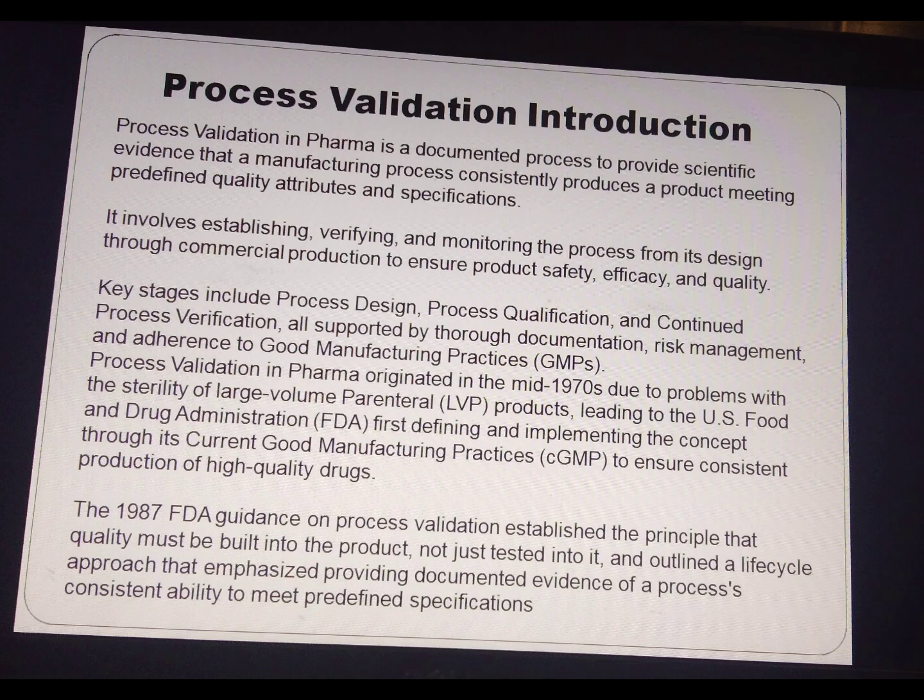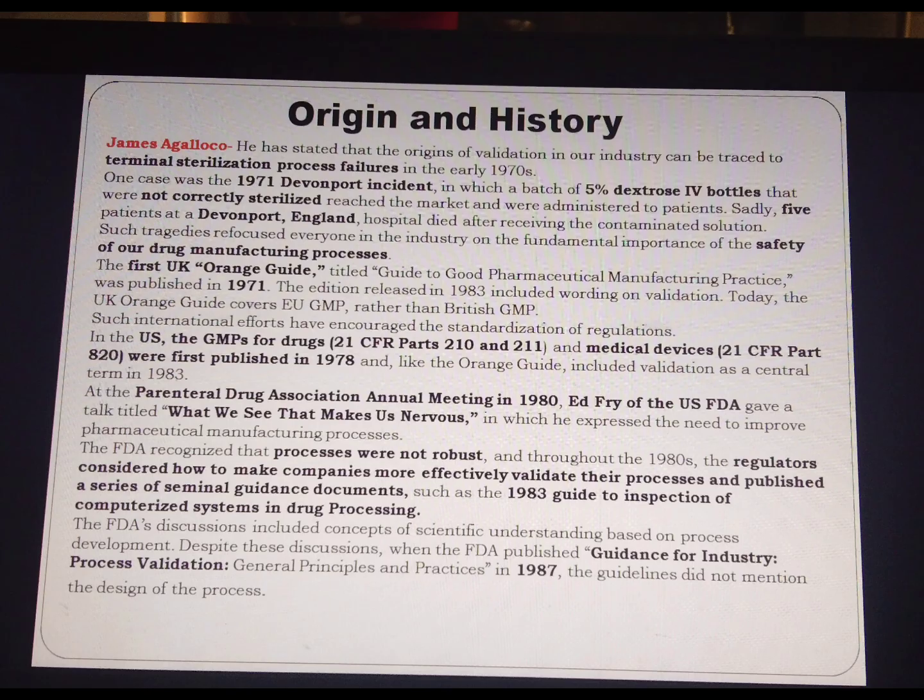The 1987 FDA guidance on process validation established the principle that quality must be built into the product, not just tested into it, and outlined a life cycle approach that emphasizes providing documented evidence of a process's consistent ability to meet predefined specifications.